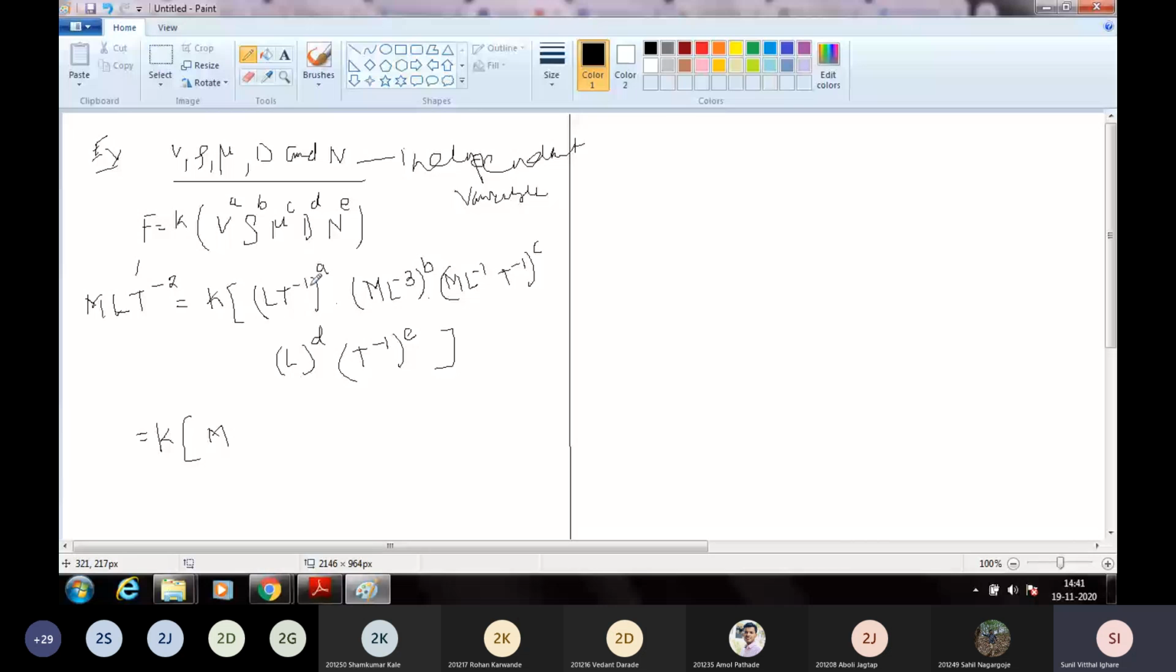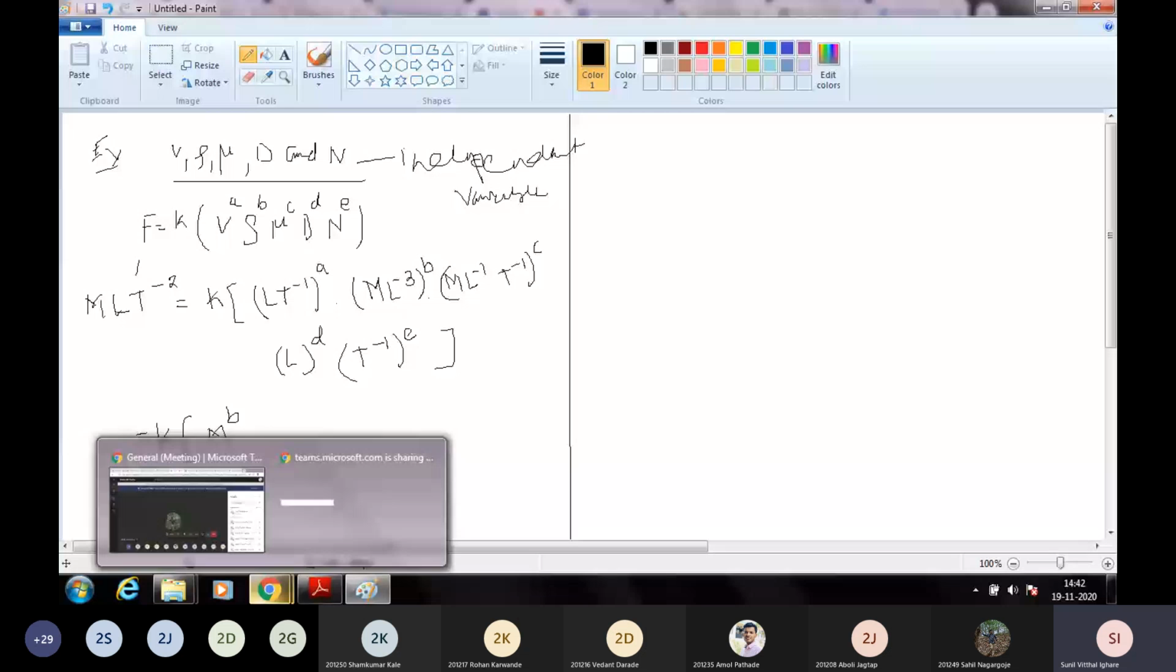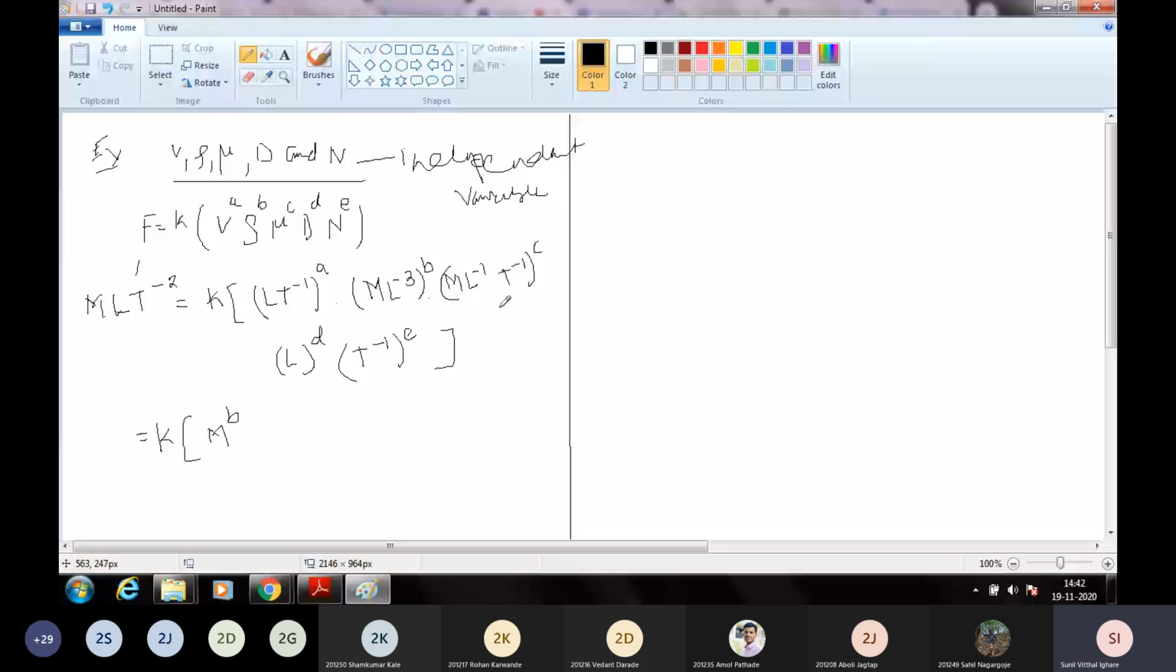In the first bracket, there is no M term. In the second bracket, inside B, there is an M term, so I just write M raised to B here. The third bracket, yes, there is an M term, so I write B plus C. Then in the fourth, D, no M is there, and in E, again no M. So this completes the power of M.